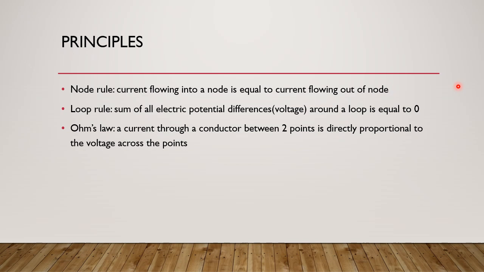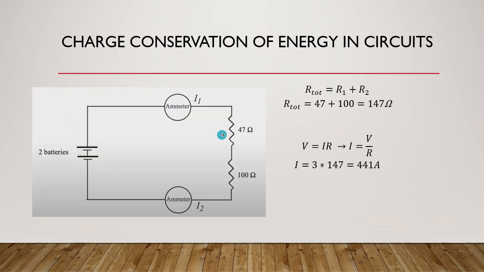Thirdly, we're going to use Ohm's law, which is that the current through a conductor between 2 points is directly proportional to the voltage across the points, or the electric potential difference. So, the charge and conservation of energy in a circuit.